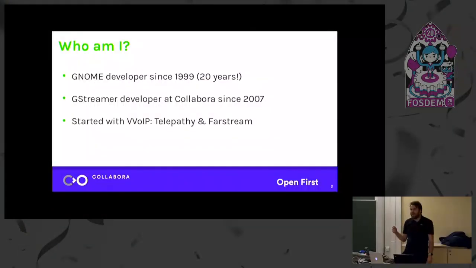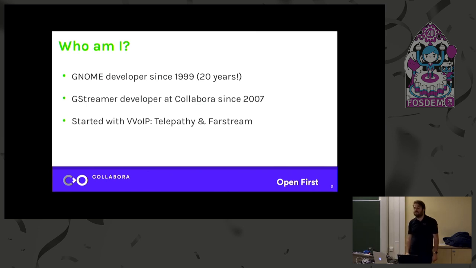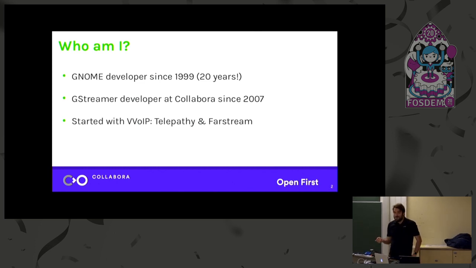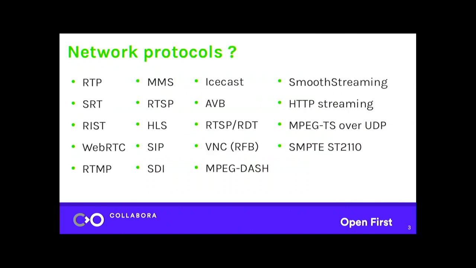So first, who am I? My name is Olivier Crête. I've been doing open source for over 20 years now. It's pretty scary. And I've been doing multimedia stuff at Collabora since 2007. So that's also been a very, very long time. And I did a couple years of doing video calls, which is really video streaming over the internet in two directions, right? And then I kind of evolved into doing a lot of random multimedia stuff. And so this is why I kind of have a lot of media streaming experience.